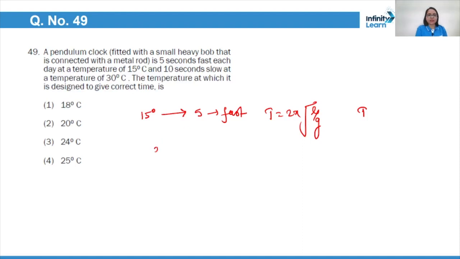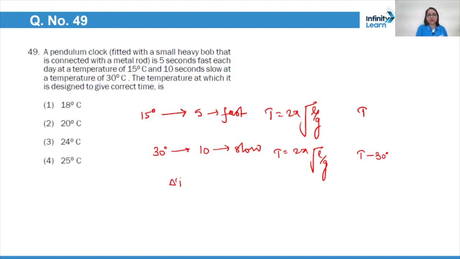In the second case, when it is at 30 degree, it runs slow, right? Slow means its time period is more now. So its length is increasing by changing the temperature, right? So if length is increasing, that means its temperature is more than the previous one. So basically in the second case, temperature is changing from T to 30 degree. It is increasing, right? So we need to find the temperature at which it is designed to give correct reading.